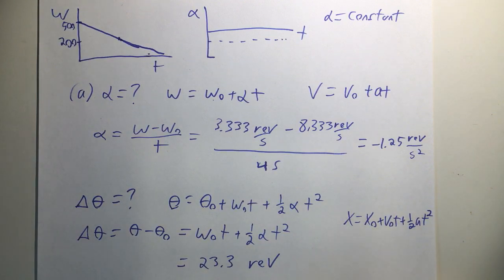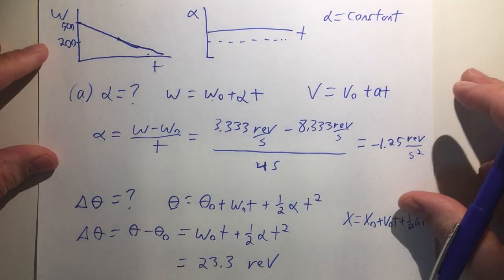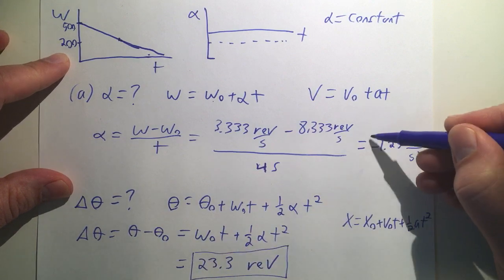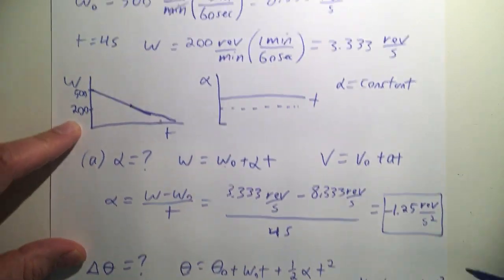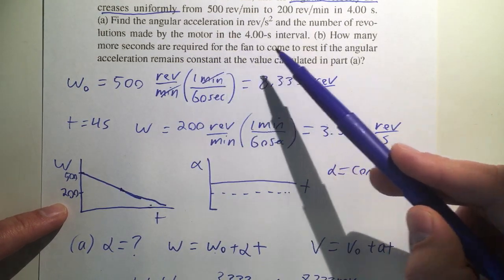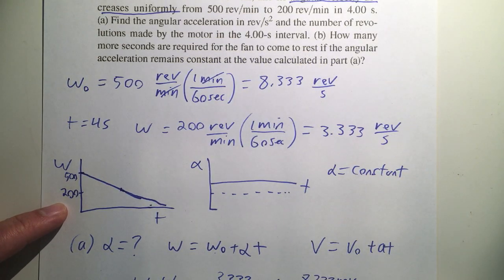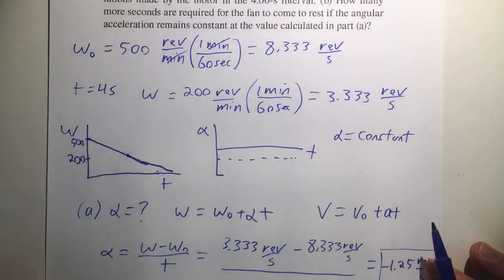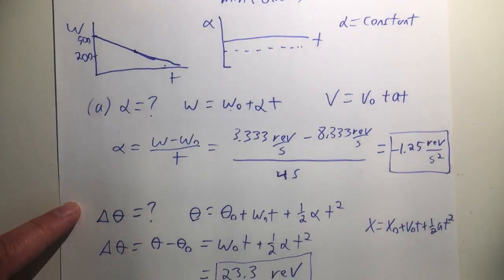So this is just the number of revolutions. If I want to know the number of radians, I just multiply this by 2 pi. Right, that tells me how many radians I've turned through. Okay, so that's part A. Let me just highlight the answers here. For part B, it says, how many more seconds are required for the fan to come to rest if the angular acceleration remains the same as what we found earlier? Okay, so this one should be pretty easy now that we found all this information.